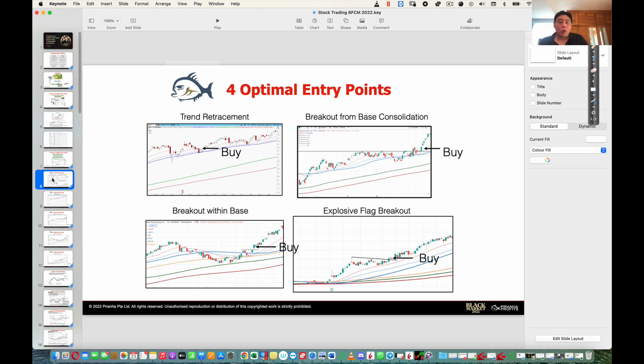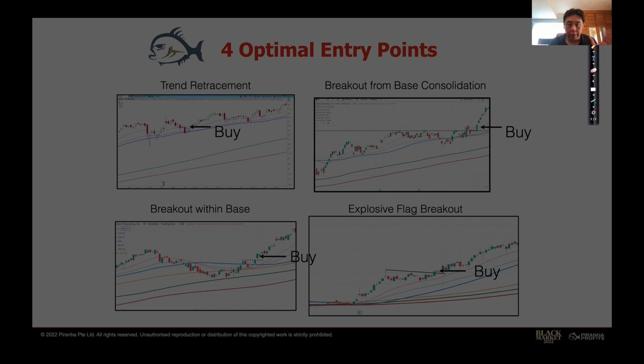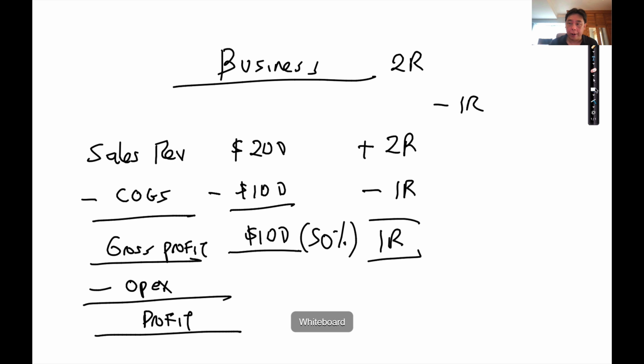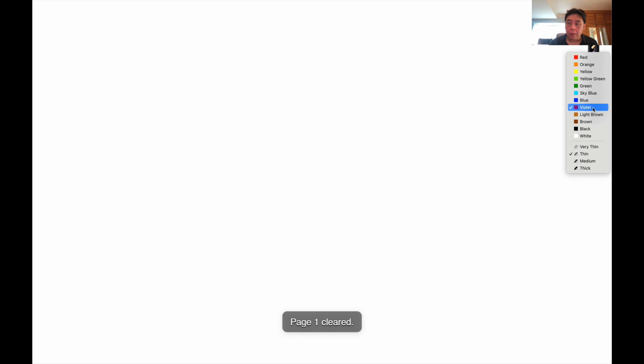Okay, great. So I'm looking for 4 entry points. There are 4 ways to enter a high momentum trade, as I mentioned in my recent webinar. You have the trend retracement entry, the breakout from base consolidation entry, the breakout within base entry, and the explosive flag breakout entry. Very quickly, let me do a quick explanation for those of you who don't yet know this. Remember that when you look at a stock, I'm looking for 4 types of patterns.